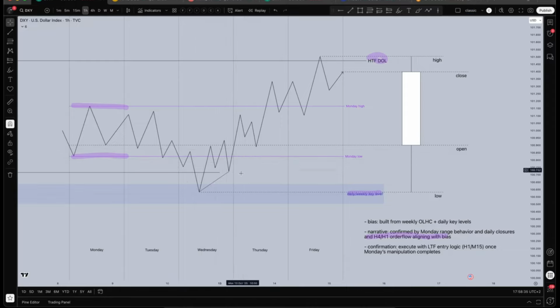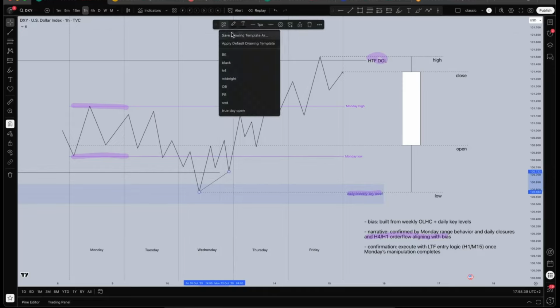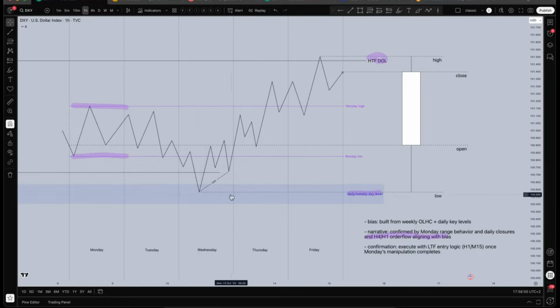Wednesday, that's where we form the reversal. And the goal here is to not trade the reversal. You want to wait for the market to confirm the reversal by giving an hourly and/or H4 change in order flow and then getting back inside the Monday range. Once we have seen the reversal being confirmed, then we print here the low risk buy.